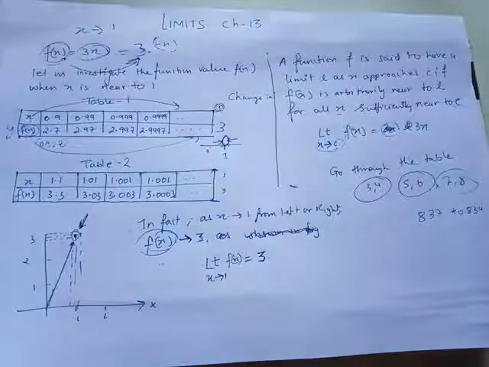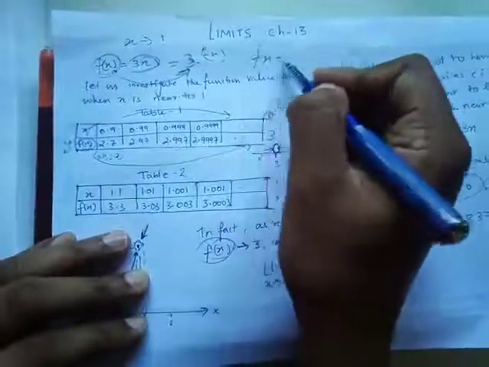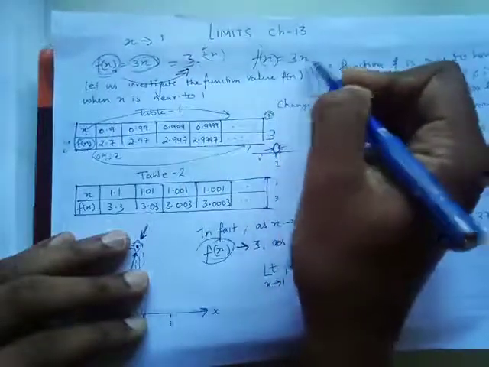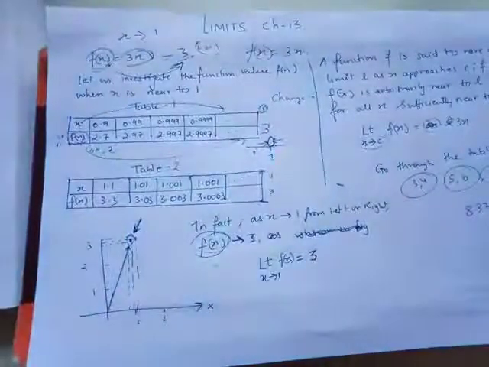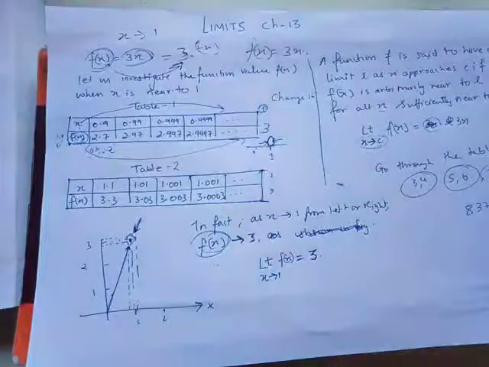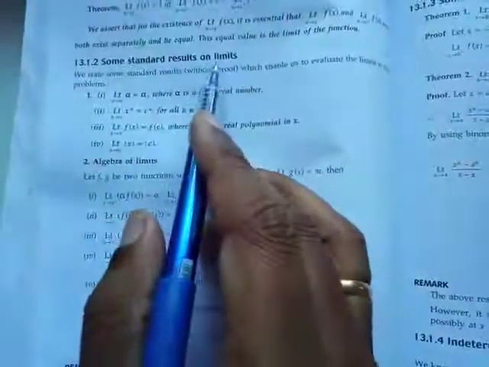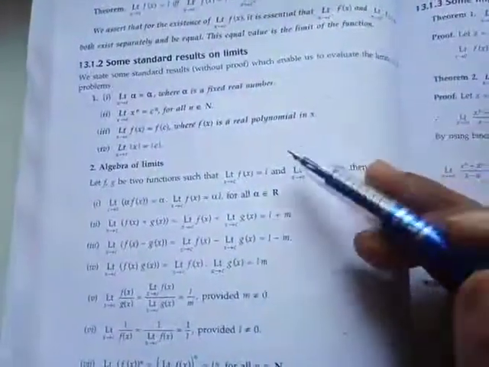Okay, and every table has a function. Like this table, what was its function? fx equals 3x. So all the tables have a function. Go through the function and the table as well. Okay, we'll also go through some of the standard results on limits. You don't have to worry about this, but we'll go through this together.